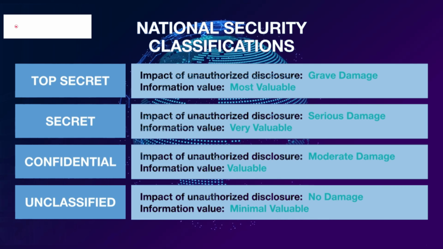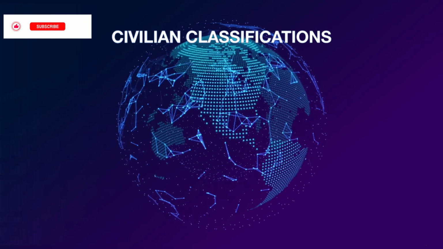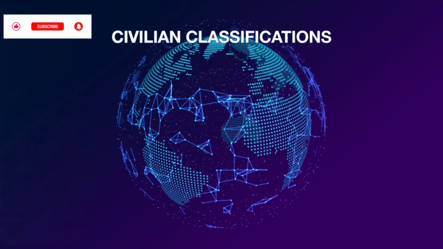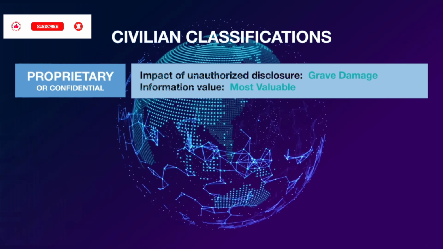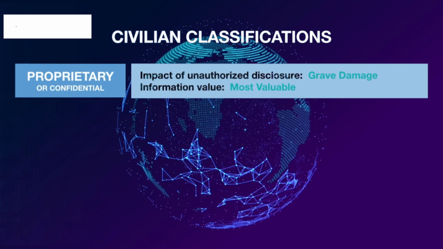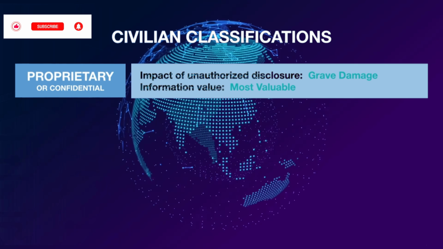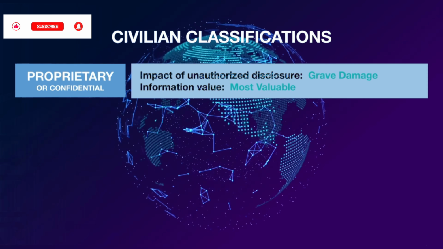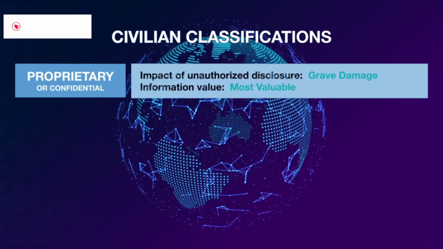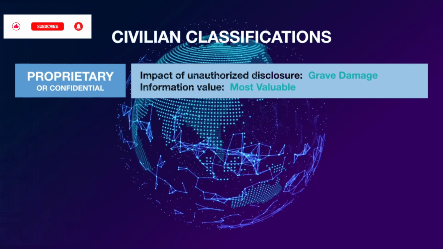Now, on the other hand, there are civilian classifications that are used in the business world, where instead of top secret information, we have proprietary or confidential information. Again, if this was disclosed, this would cause grave damage to an organization because it is their most valuable information. This could be acquisition strategies, who we are buying things from, technology development, vulnerability assessment reports. Those kinds of things could be the most valuable information to the organization.